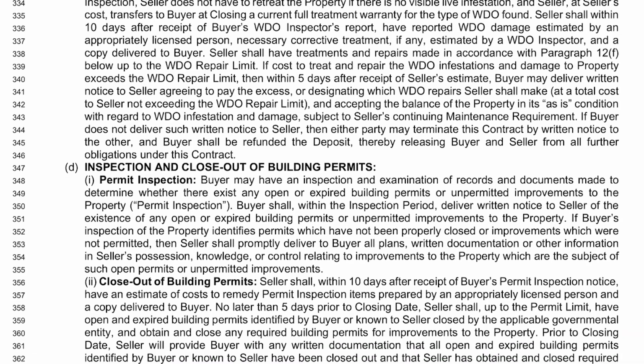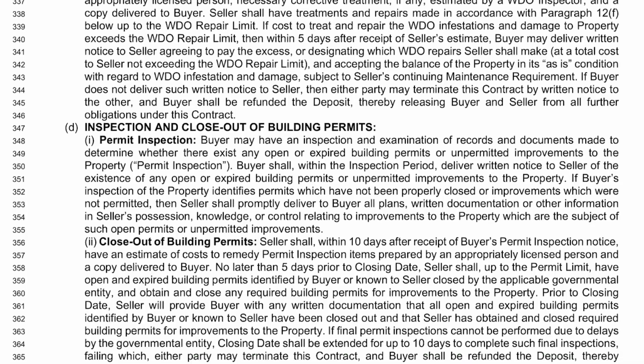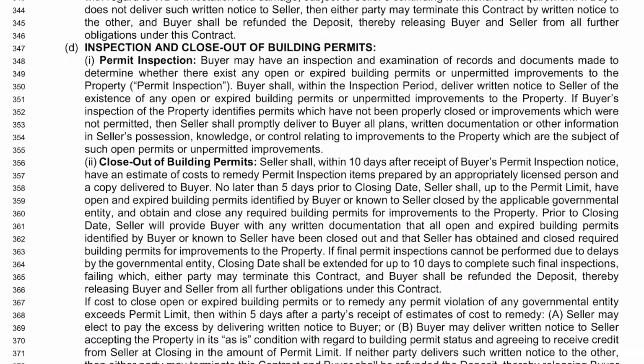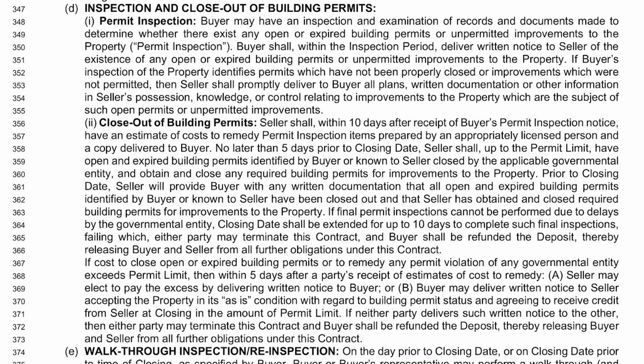And then same thing with the inspection closeout building permits. I do highly recommend that you reach out to the title company as quickly as possible for them to do this search. You can also do a search yourself online, just going to the tax office and seeing if there were any permits that were pulled for the property and making sure that they were all closed out.